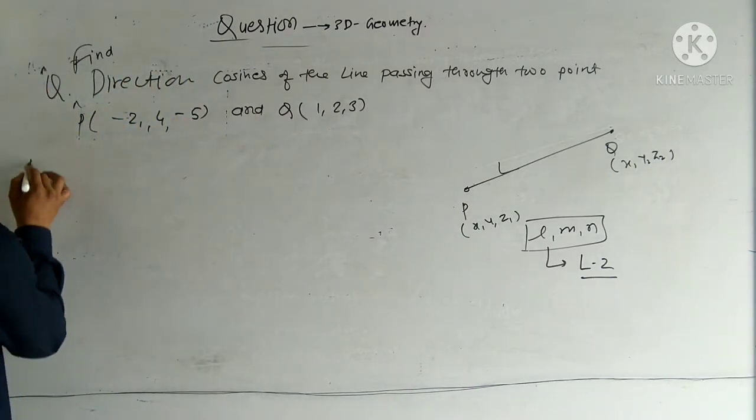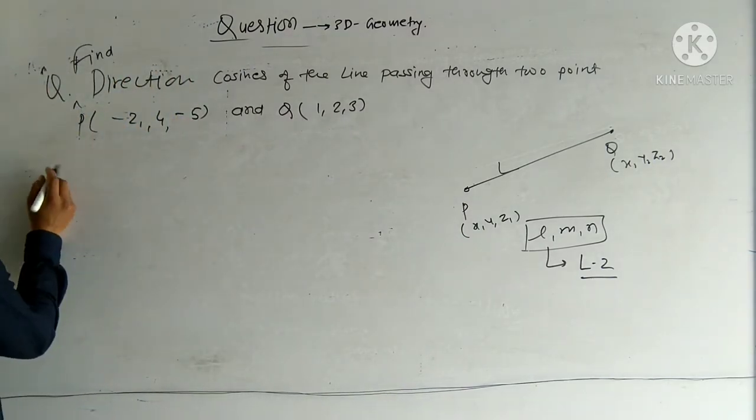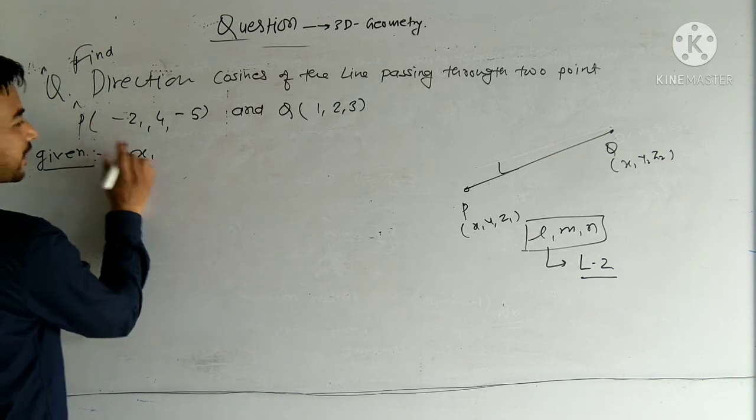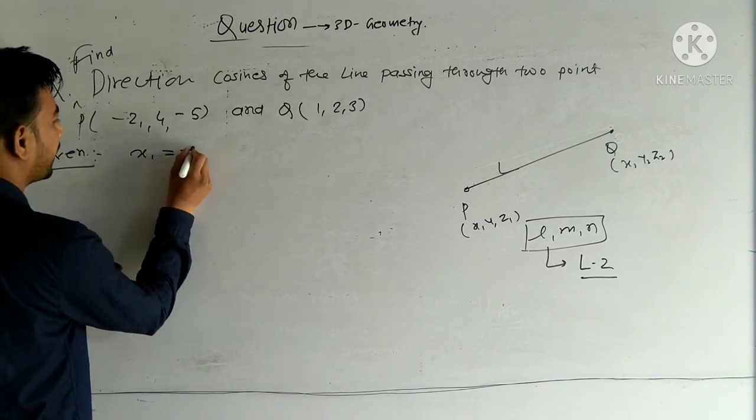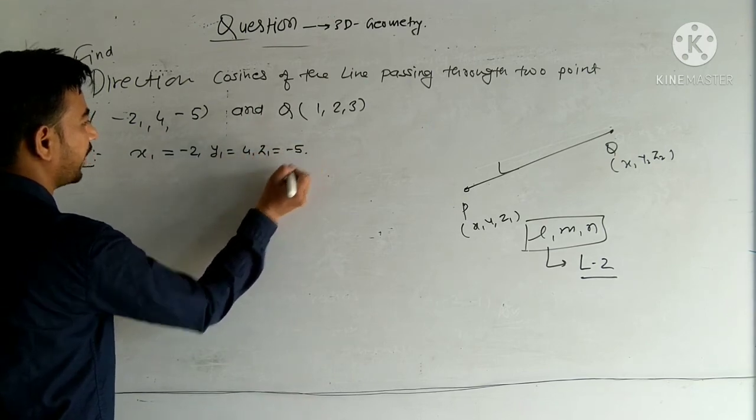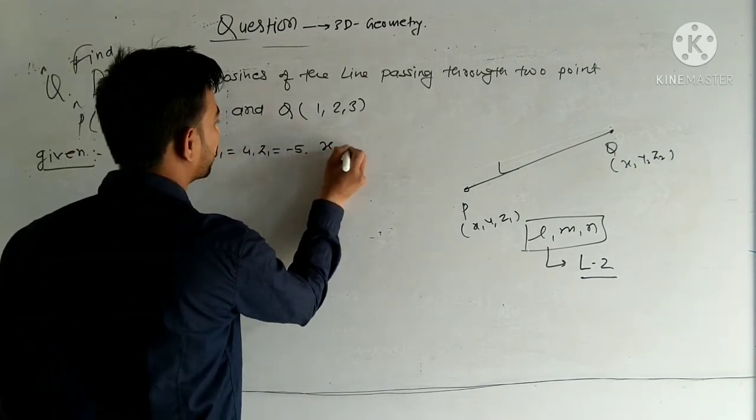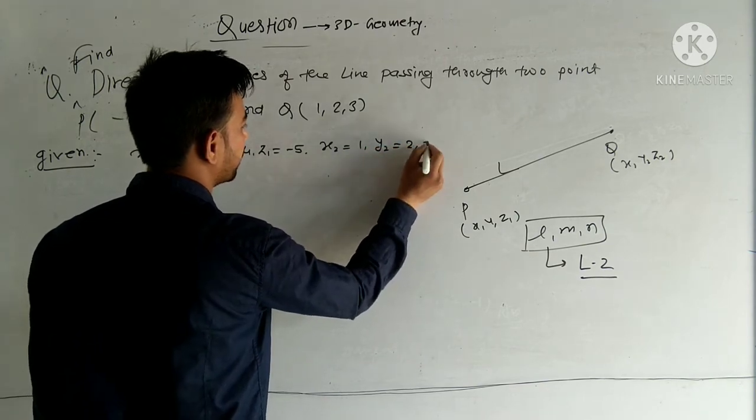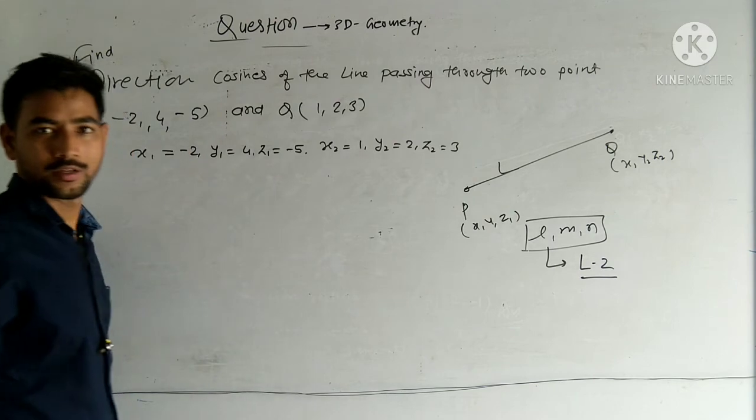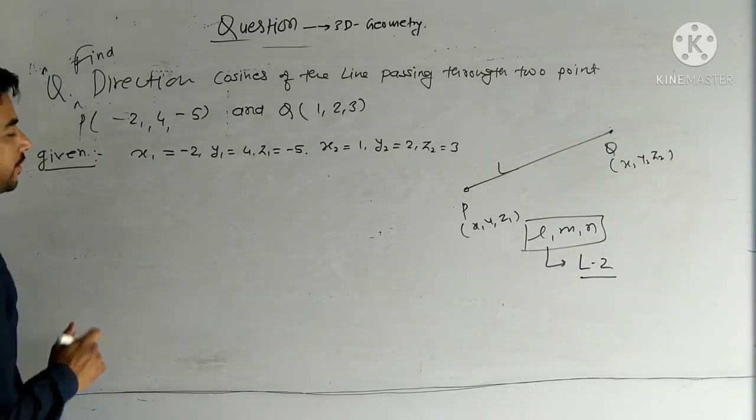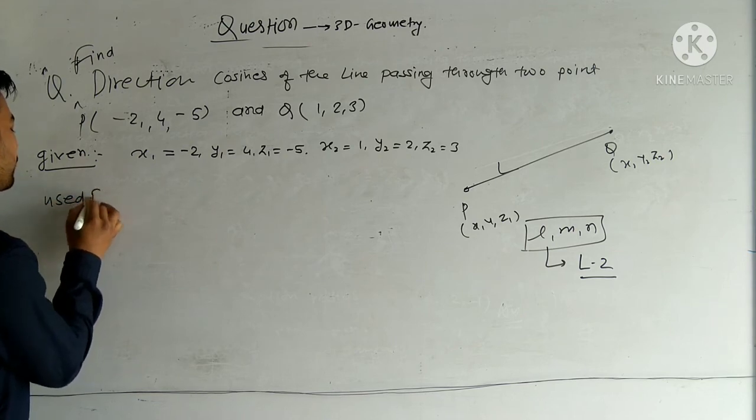So the formula is what? Two points are given. This point is x1 y1 z1, where x1 equals -2, y1 equals 4, and z1 equals -5. And here x2 equals 1, y2 equals 2, and z2 equals 3. Okay, so what will we find, and what is the formula used?